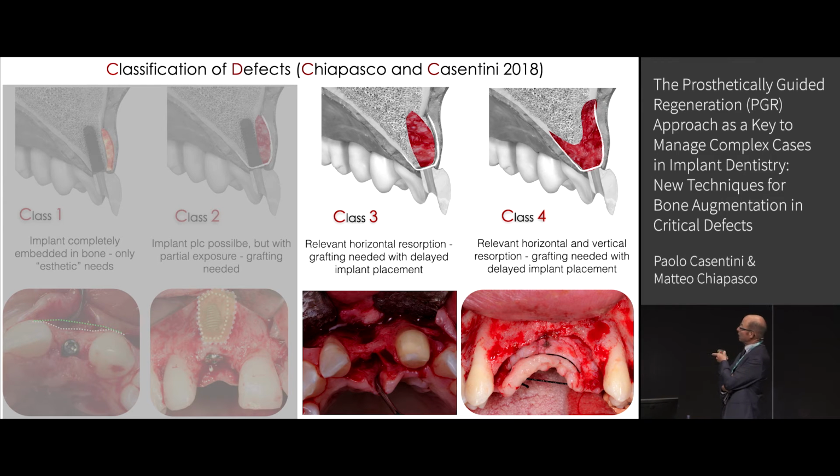And in class 4, the dominant component is vertical. So if you have this type of morphology, it's impossible to place an implant. You will lose it most of the time. And so you have to change the local anatomy. And this is the ideal way I would like to do it, of course.